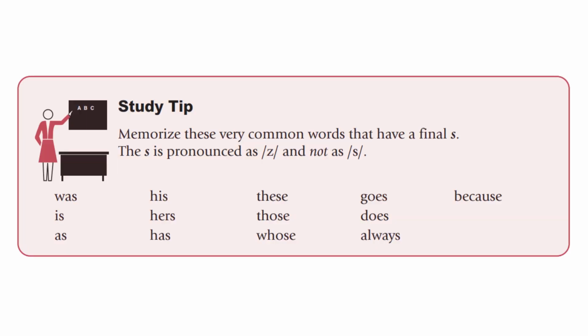Study tip. Memorize these very common words that have a final S. The S is pronounced as a Z and not an S. Was. Is. As. His. Hers. Has. These. Those. Whose. Goes. Does. Always. Because.